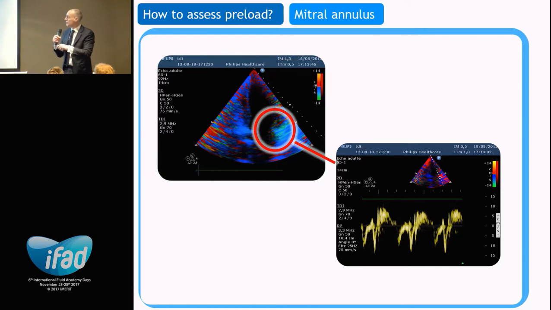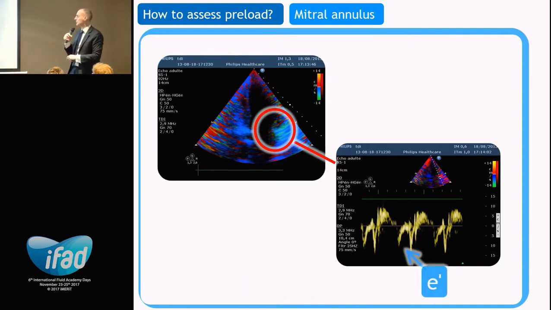It means that if you measure the velocity here of the mitral annulus, you can assess with Doppler these true velocities, early and late, of the mitral annulus. They are called not E and A, but E prime and A prime, to differentiate, of course, from the mitral flow waves.